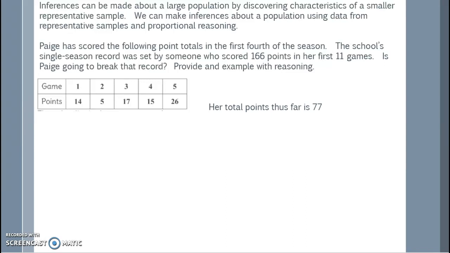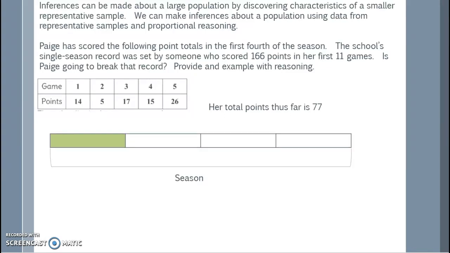So far, her total points is 77, so I added 14 plus 5 plus 17 plus 15 plus 26. This represents a fourth of her season. So therefore, we're going to assume that she scores 77 points each fourth of the season. So 4 times 77 would say that she would score 308 points through the season. Let's say there's a 20-game total.